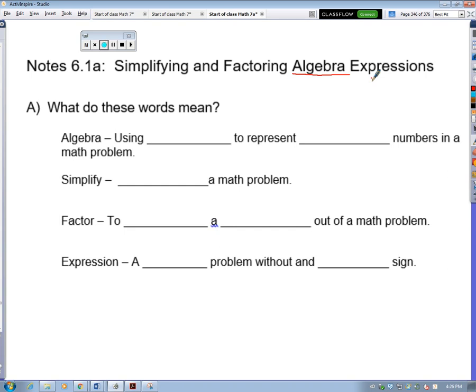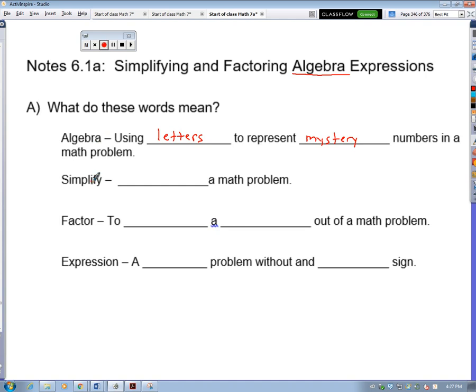First, let's talk about algebra. Algebra is simply using letters to represent mystery numbers in a math problem. We're using letters to represent mystery numbers, unknown numbers that we don't know what they are. Sometimes we're going to solve them, which we're going to do later on in Chapter 6, but that's basically what algebra is all about.